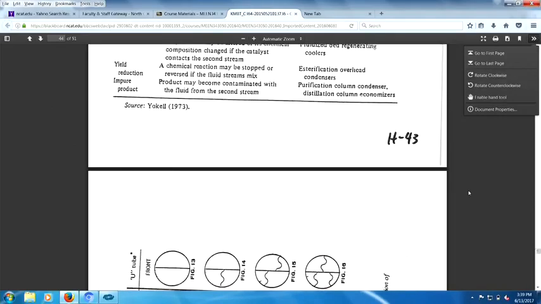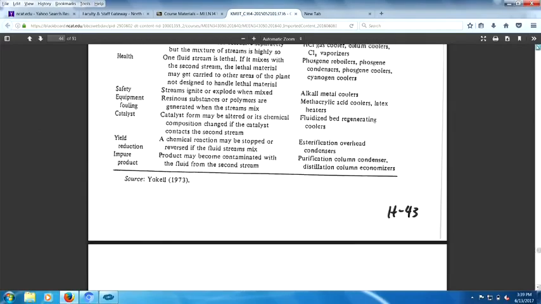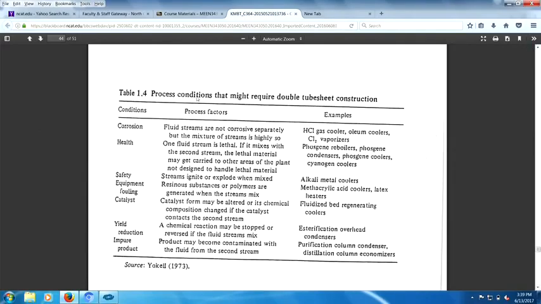So let's take a look here exactly what the possibilities are. Conditions that might require double tube sheet, and the one I like is right in here. Safety. Streams might ignite or explode when mixed. There you go. You go to work and suddenly the two streams are mixed and you come home in a pine box. That ain't good. Corrosion, health reasons. One stream's lethal, mixes with the other stream. Lots of reasons why you might have a double tube sheet.